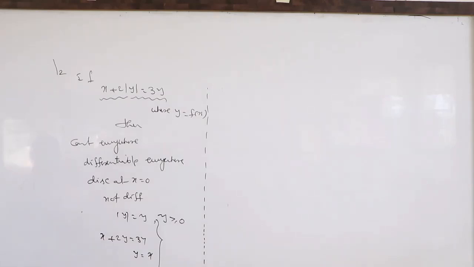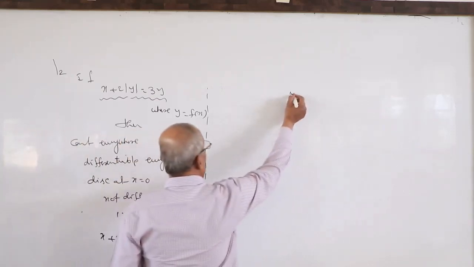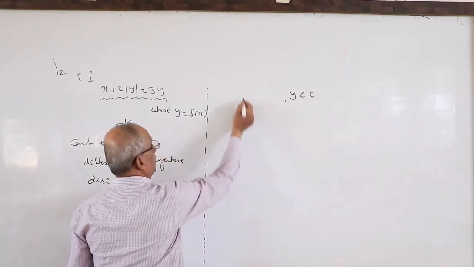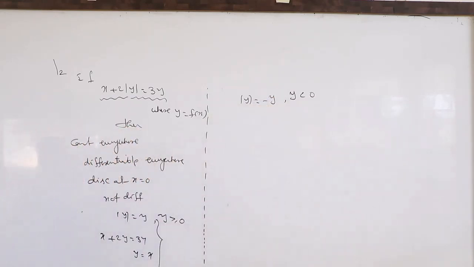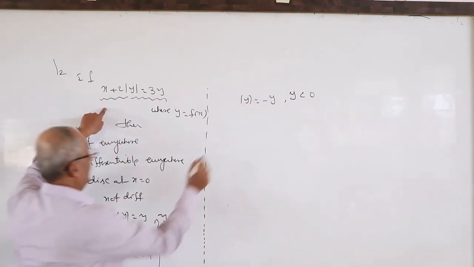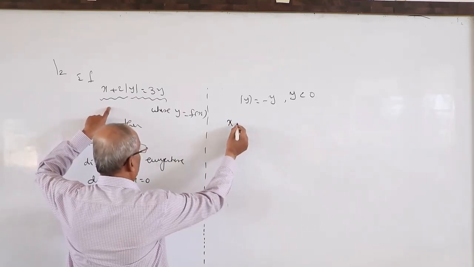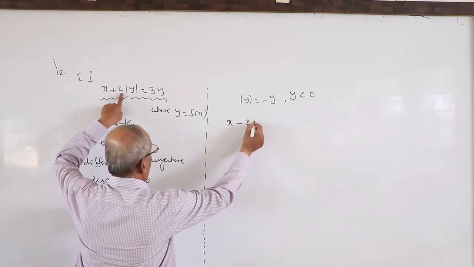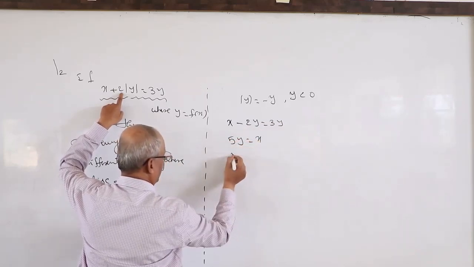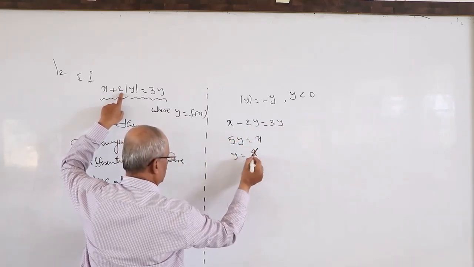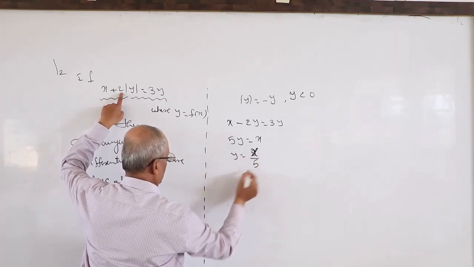Okay, very good. Then suppose y is negative. Then what is modulus of the function? Minus y. Then x minus 2y is 3y, so 5y is x. y is x by 5. This is your next function.